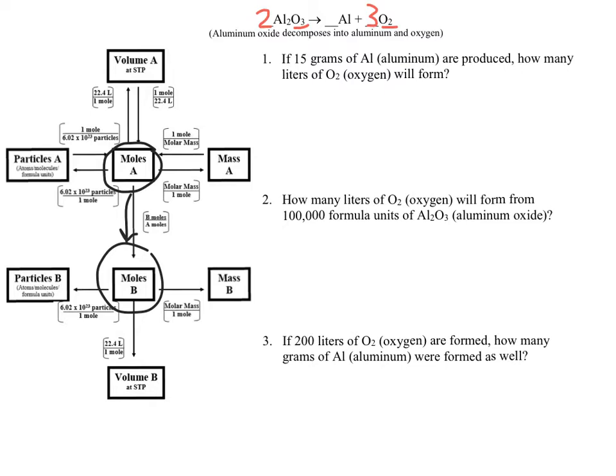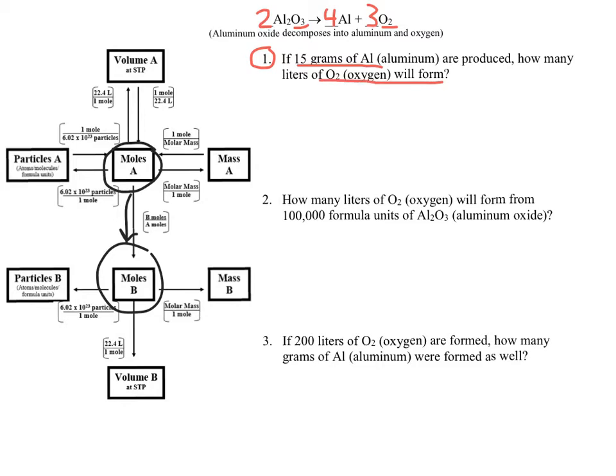Now the good news is I have 6 oxygens on both sides, but this also created 4 aluminums on the reactant side. So that means I am going to need to put a 4 there. But now I'm balanced with a 2-4-3 ratio. Okay, now that I have that balanced equation, I can start tackling question number 1. So I have 15 grams of pure aluminum. It's produced, it says. So how many liters of oxygen will also form?